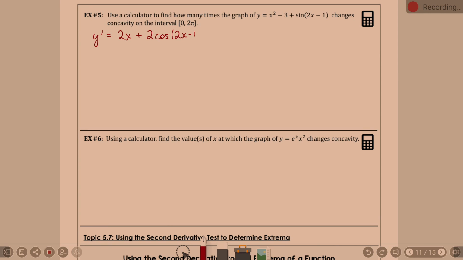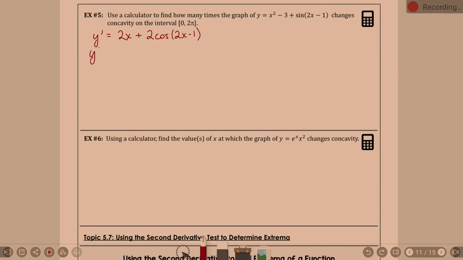Okay, pause. Let's make sure we all are good there. The derivative of x squared, 2x, minus 3 disappears. The derivative of sine of something is cosine of something times the derivative of something. The derivative of 2x minus 1 is the 2 that I threw out front. That was chain rule, right? That was chain rule, yep.